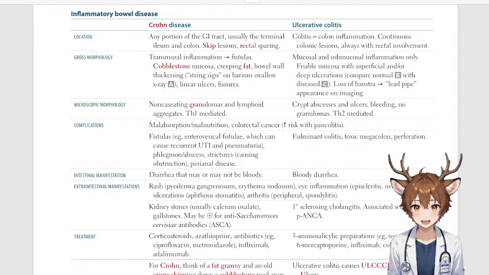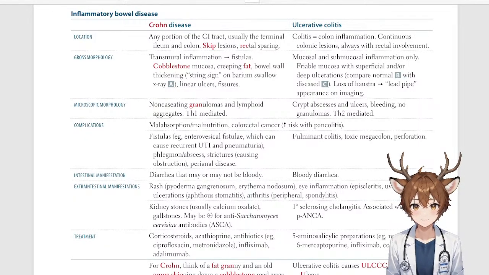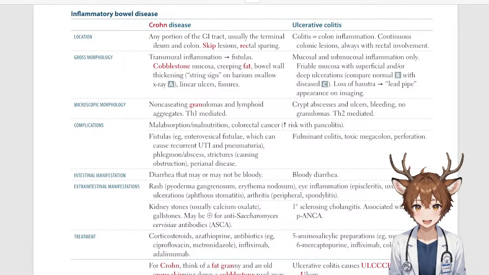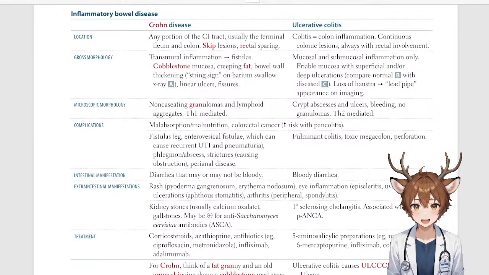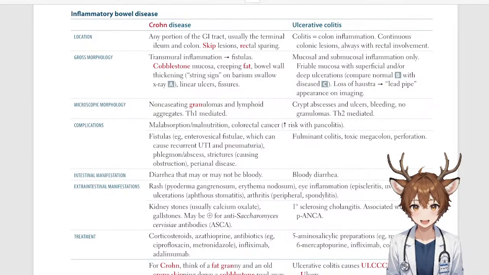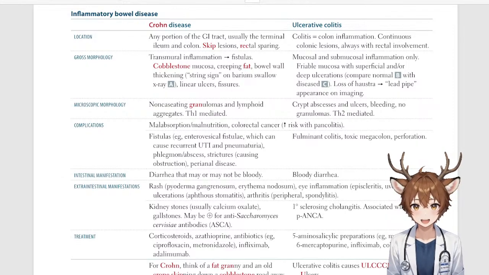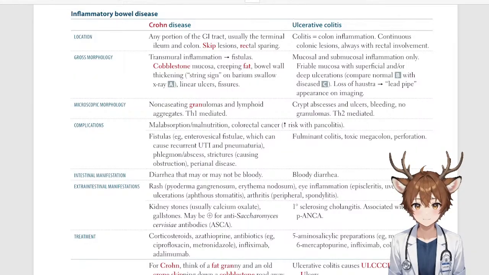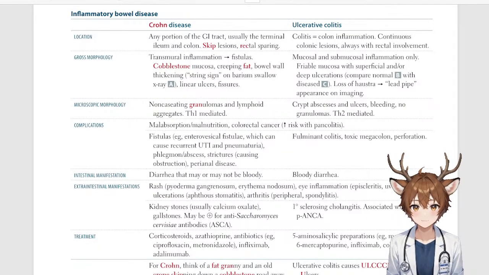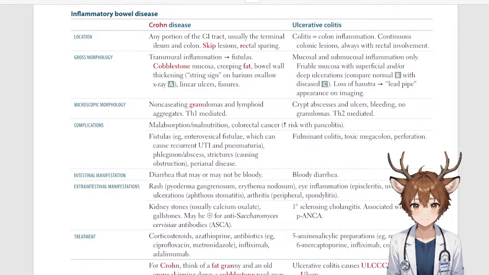So, location of Crohn's disease. Any portion of the GI tract, usually the terminal ileum and colon, skip lesions, rectal sparing. That's important. Rectal sparing, can be basically anywhere else, but it's going to skip around. It's not going to be this continuous thing for Crohn's disease. For Crohn's gross morphology, transmural inflammation leading to fistulas, cobblestone mucosa, creeping fat, bowel wall thickening, string sign on small bowel follow through, linear ulcers, fissures. Microscopic morphology, non-caseating granulomas, lymphoid aggregates.